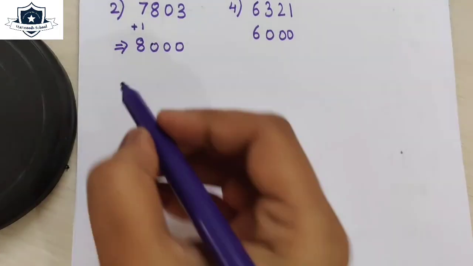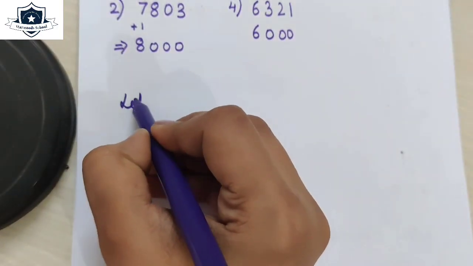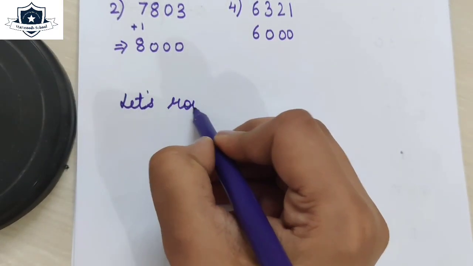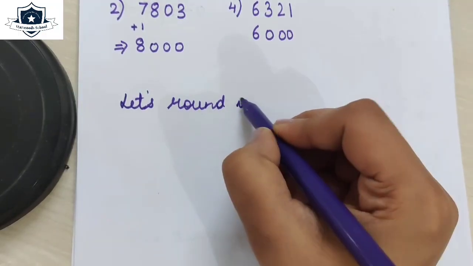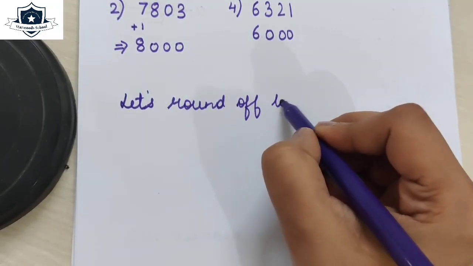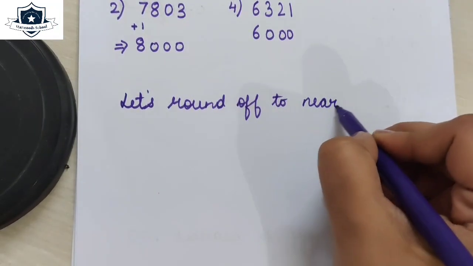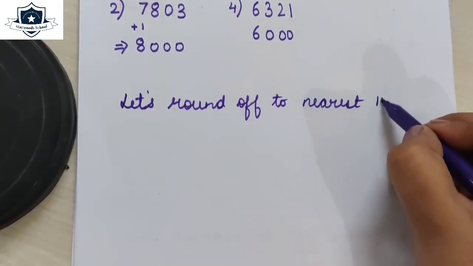Let's take up next example. Let's round off to nearest 10,000.